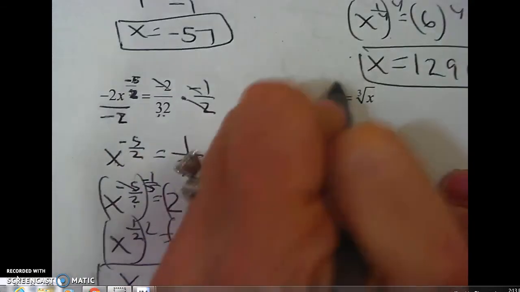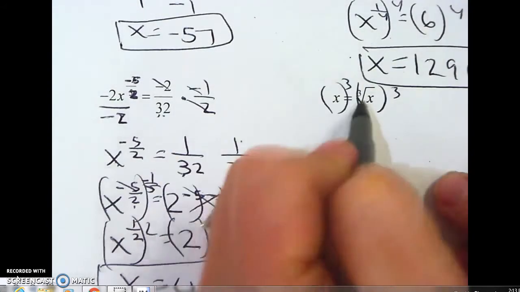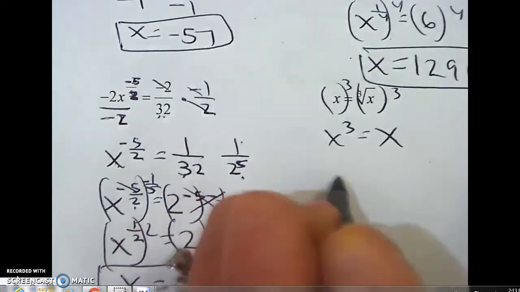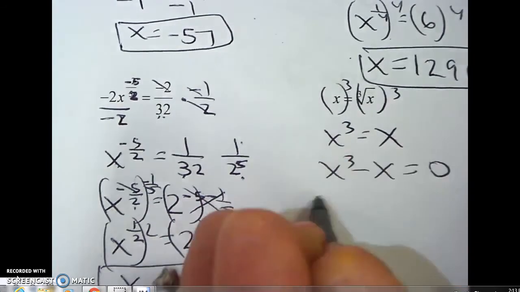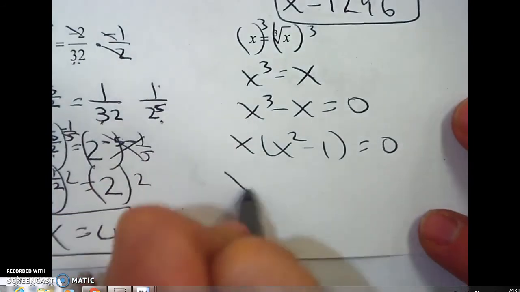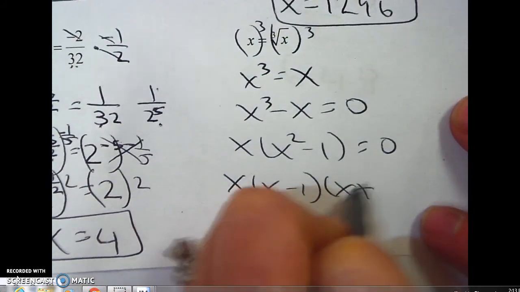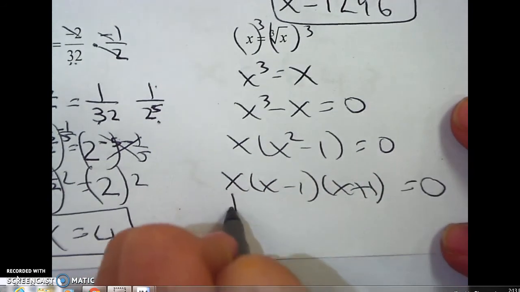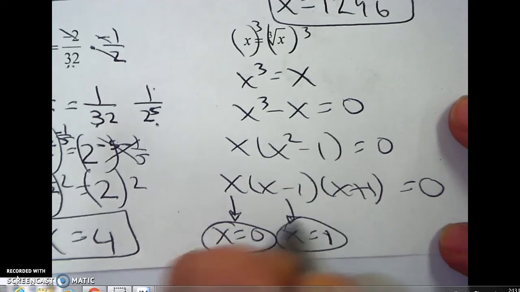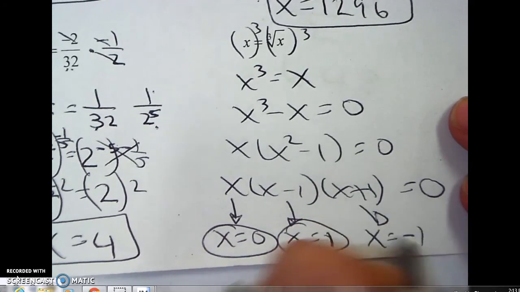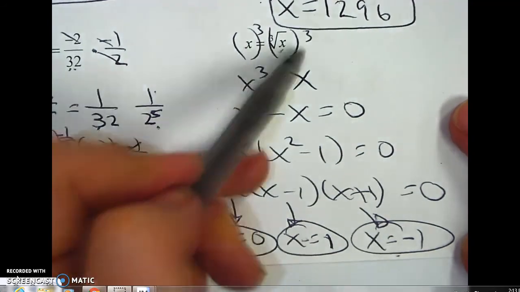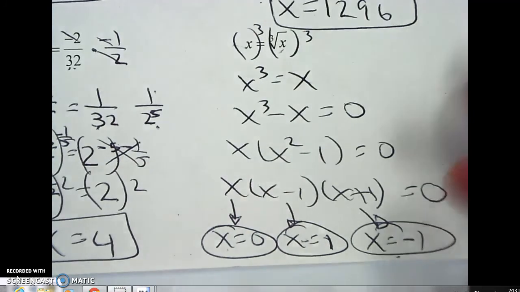Last one, cube it, because it's cube root. So I'm left with x cubed equals x. Set it equal to 0, factor out the x, square root, set it equal to 0, and actually all of them end up working because the cube root of -1 is -1, the cube root of 1 is 1, and the cube root of 0 is 0.